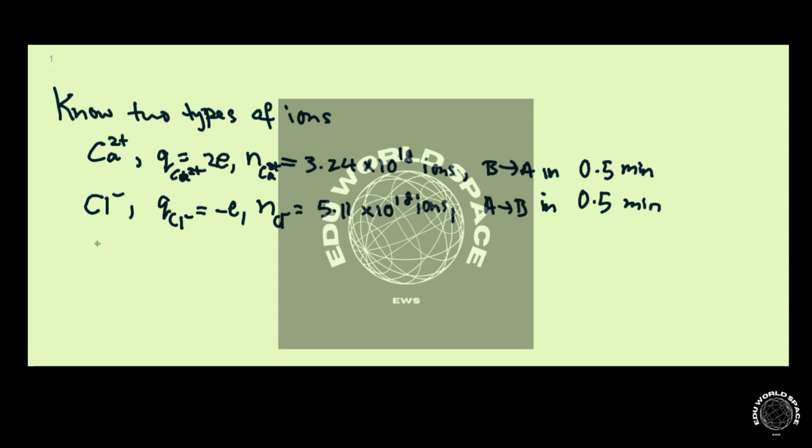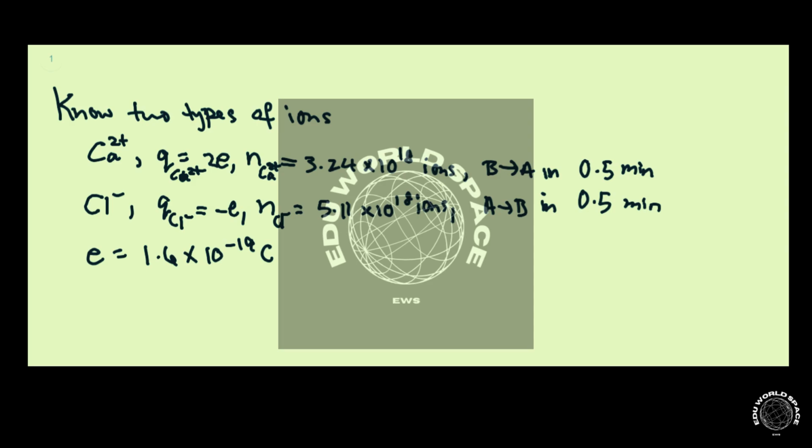The next type is Cl-, which has a charge of -e, and the number of these ions is 5.11 times 10^18, and they flow from A to B in half a minute. And e is the elementary charge, given as 1.6 times 10^-19 coulombs. We're asked to find the current in the solution and the direction in which it flows, either from A to B or B to A.